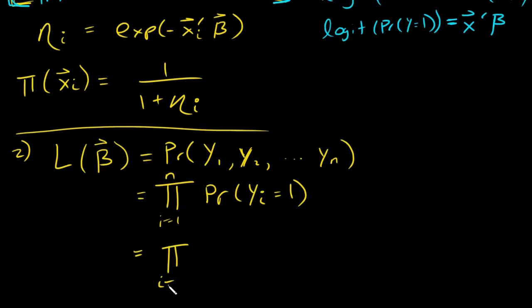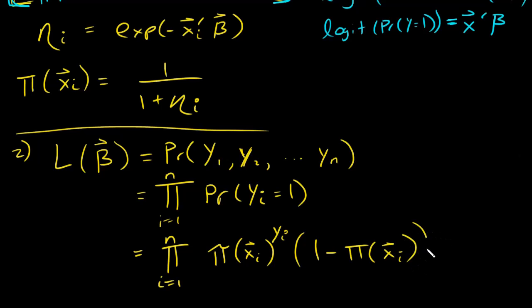Well, we have a Bernoulli distribution for the probability of y. So what is a Bernoulli? It's going to be the probability that y equals 1, which is this pi of xi, to the power of yi, times 1 minus pi of xi, to the power of 1 minus yi.